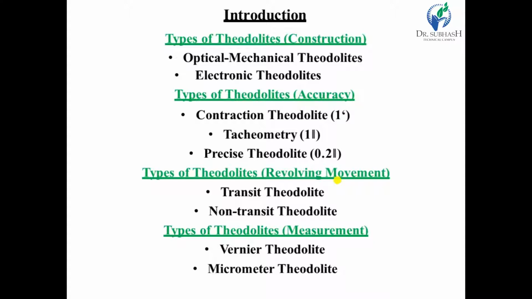Next, based on measurement, we classify the theodolite on two parameters. The first one is the vernier theodolite and the second is the micrometer theodolite. On the graduated disc, the vernier theodolite has a vernier scale, and in the micrometer theodolite the graduation is on our measuring disc.